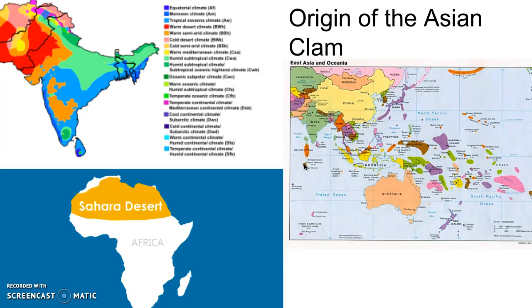So the origin of the Asian clam. It lives in temperate to tropical southern Asia west to the eastern Mediterranean, Africa, except in the Sahara Desert, as you can see here, and Southeast Asia, Southeast Asian islands south into central and eastern Australia. So that would be like here, here, and here.